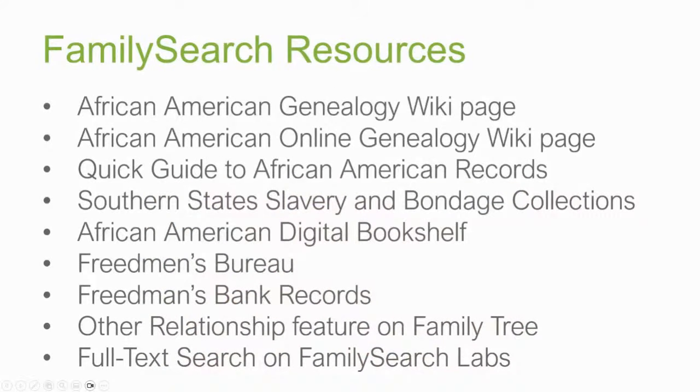We also have many resources available for researchers. These include the African American Genealogy Wiki page, the African American Online Genealogy Wiki page, the Quick Guide to African American Records, the Southern States Slavery and Bondage Collections, the African American Digital Bookshelf, records of the Freedmen's Bureau and Freedmen's Bank, the Other Relationship feature on Family Tree, and the full text search on FamilySearch Labs. The links are all included in your handout.